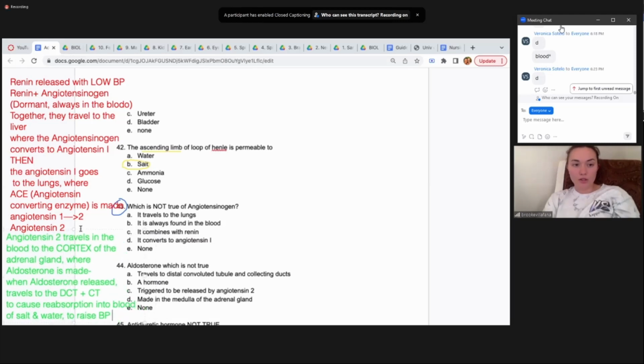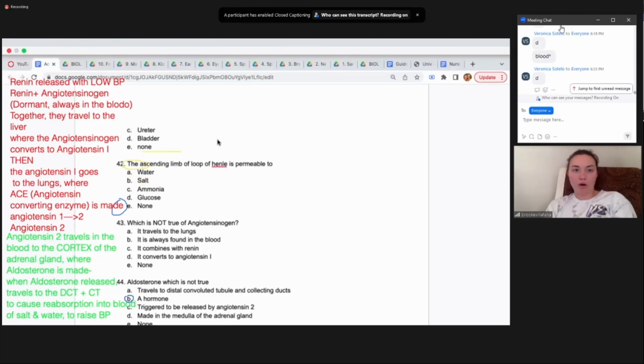So angiotensin 2 will travel to the cortex of the adrenal gland, causing the aldosterone to be released, which then goes to the distal convoluted tubule and collecting ducts, causing the blood to reabsorb salt, then water, which will then raise the blood pressure. So our answer would be D. Aldosterone is not made in the medulla of the adrenal gland. It's made in the cortex. I know that one was a little bit tricky. You do want to go over these systems for your test. Kind of hard, but they are on there.